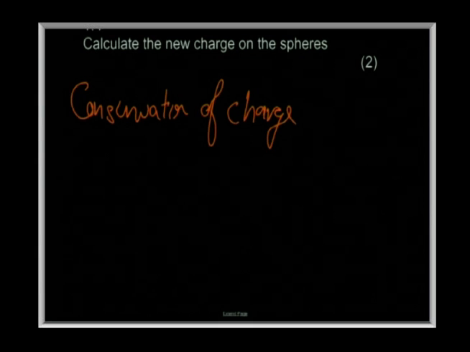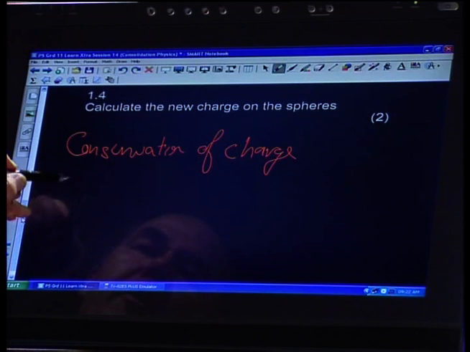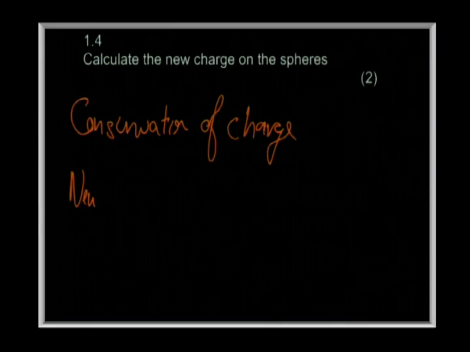Now, you might be jumping out of your seat because you've heard of conservation of momentum and conservation of energy, but here we've got conservation of charge, which means that you can never make or destroy charges. The number of charges that you start with is the same as the number of charges that you must end with. So what we're required to do is to calculate the new charge.